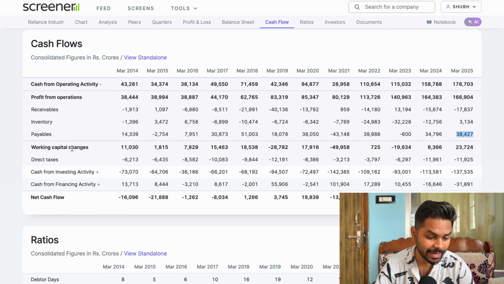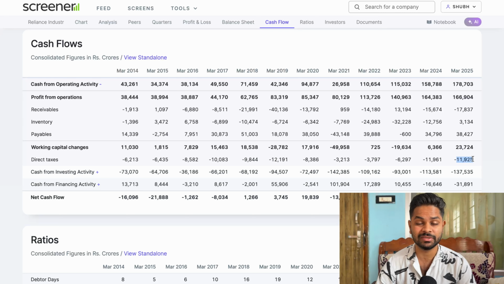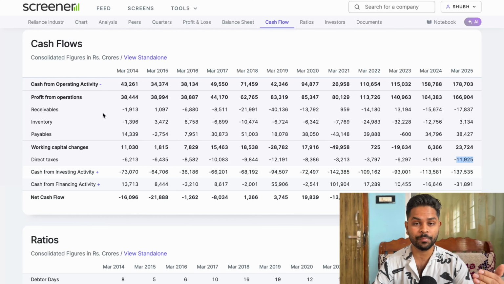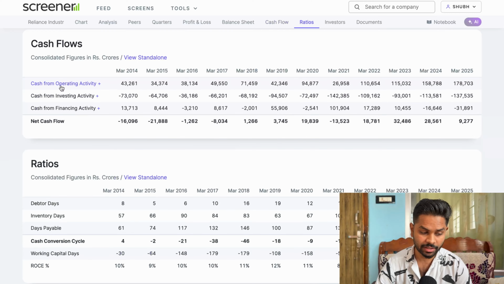Now working capital, which means day to day activity. Last year in 2024 it was 6,366. Now it has jumped and money came in 23,724, right? Direct tax, they have paid 11,961, 11,925. Direct tax is money out of the business, they have paid as tax, right? This is what operating activity tells me. This is how you have to read the operating activities. Now click to close it.